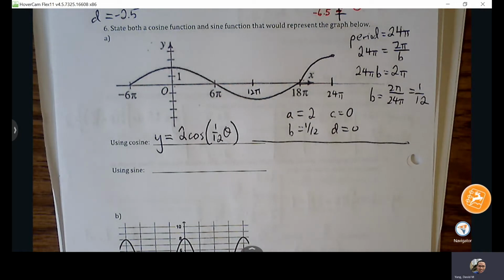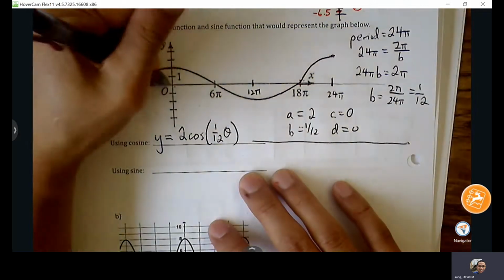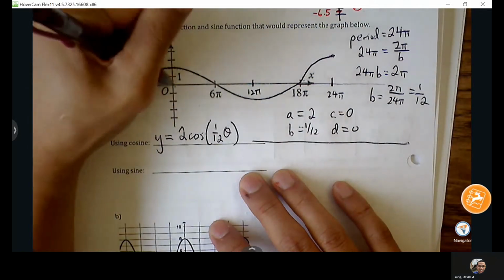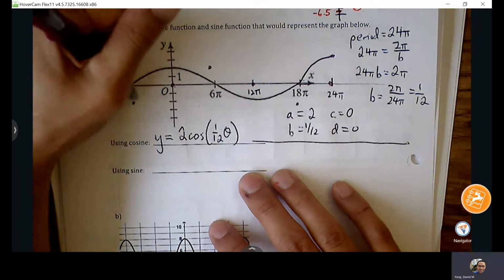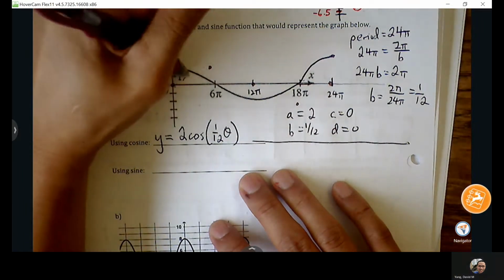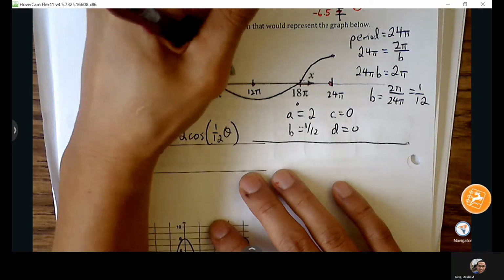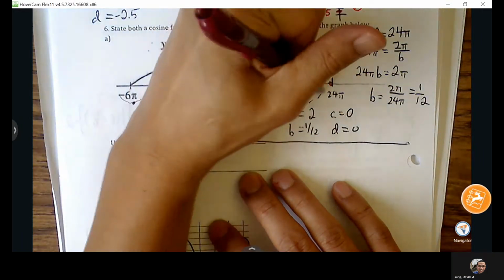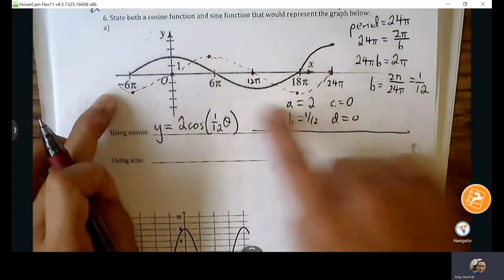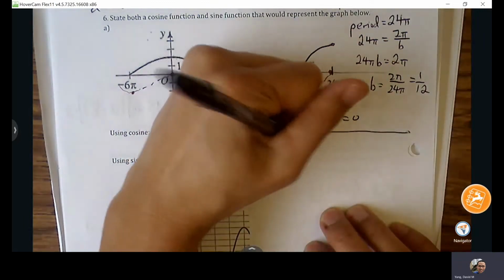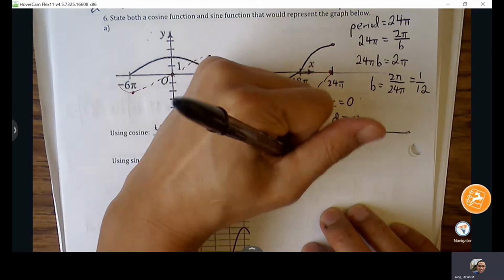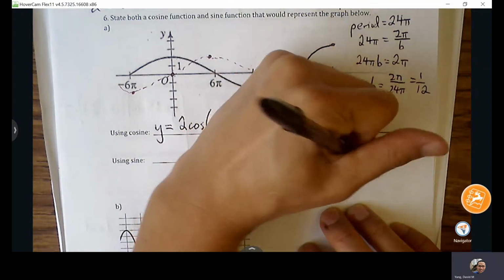Now the sine function. Let's draw a sine function nearby and then get the equation of that sine function, and then we'll worry about the shift after that. So here's my sine function. Let's create this sine function first, and then we'll worry about the shift later. But a lot of things are going to stay the same, right? A is still 2, B is still 1/12. We don't know what our C value is, but we know our D is 0.